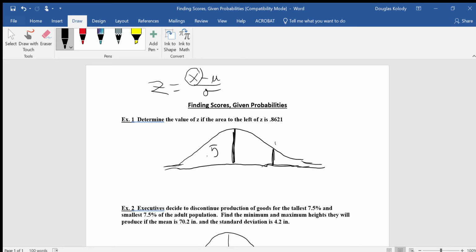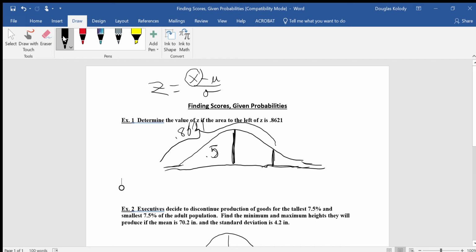So think about this. The area to the left of that line has to add up to 0.8621. But wait, there's already 0.5, or half of the graph in terms of area, to the left of the center line. So that leaves 0.3621 in this area right here, because that would add up to 0.8621. So what we need to do is look at the z-table and look up this area backwards. In other words, we're going to find the z-score that is associated with 0.3621.